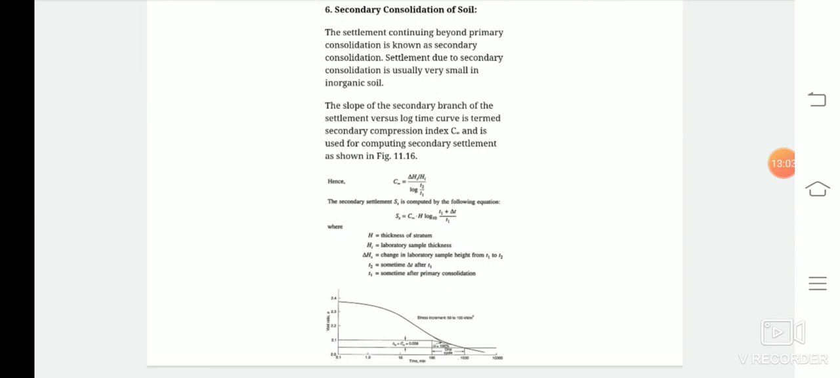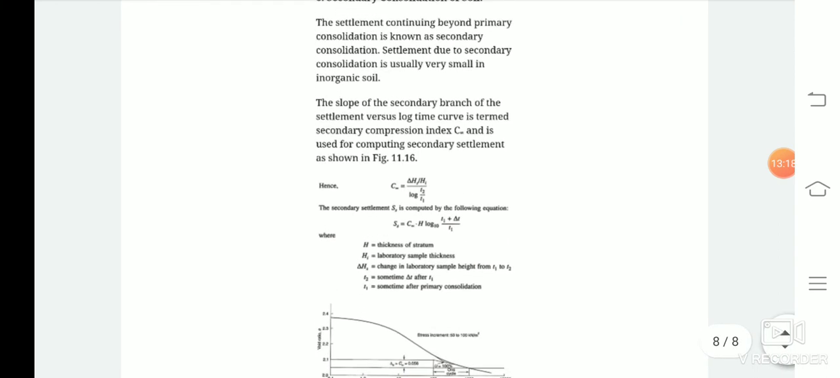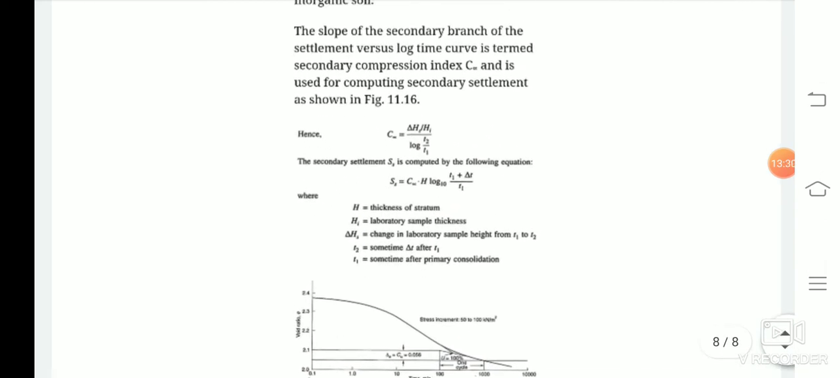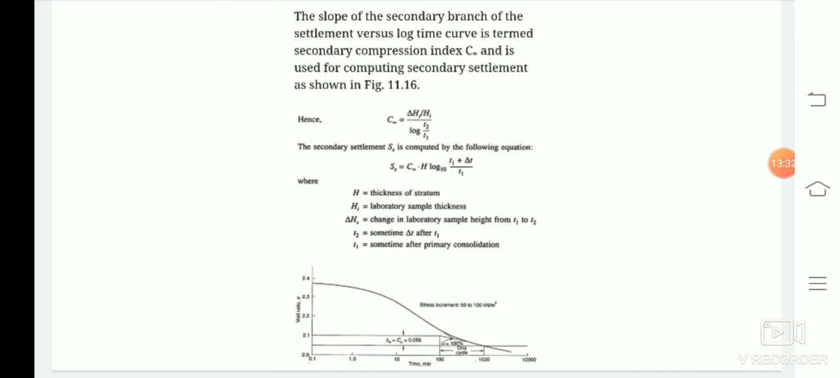Hence Terzaghi's theory of one-dimensional consolidation, as we have studied previously, cannot be applied to find out the rate of secondary consolidation. Hence this settlement is not given such importance, and its value is very small as compared with the value of the primary consolidation settlement. So how can this be obtained? Normally there is a graph between time and void ratio, and there we can find the secondary compression index.